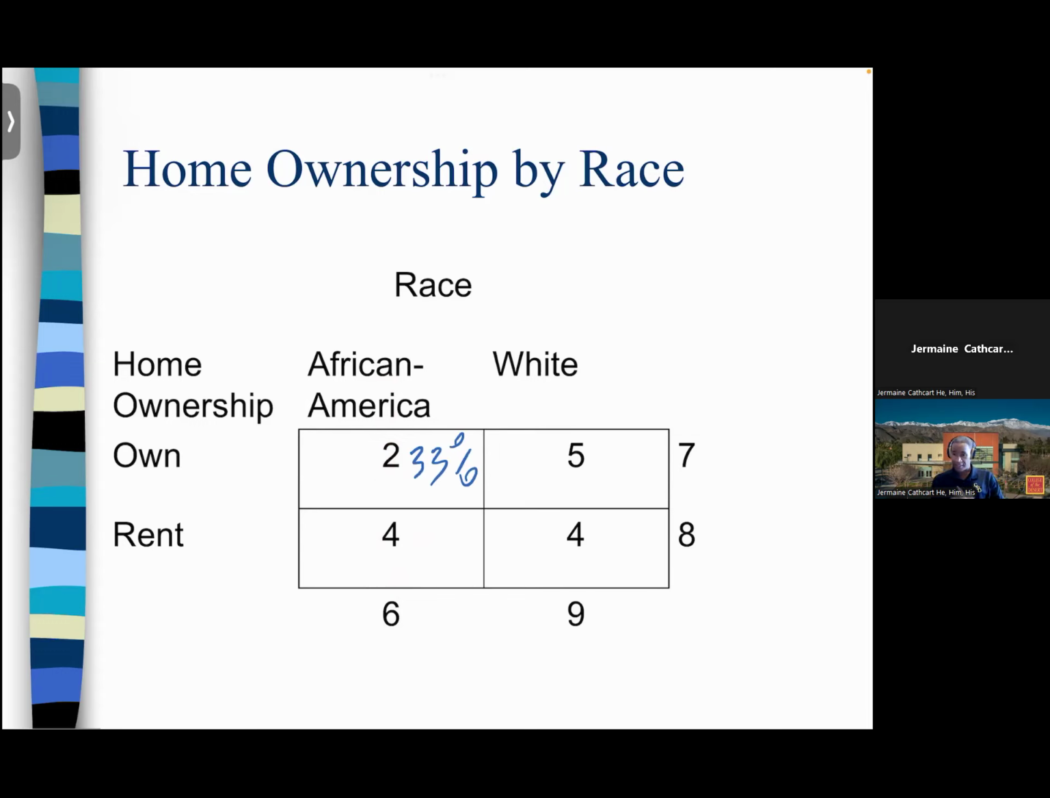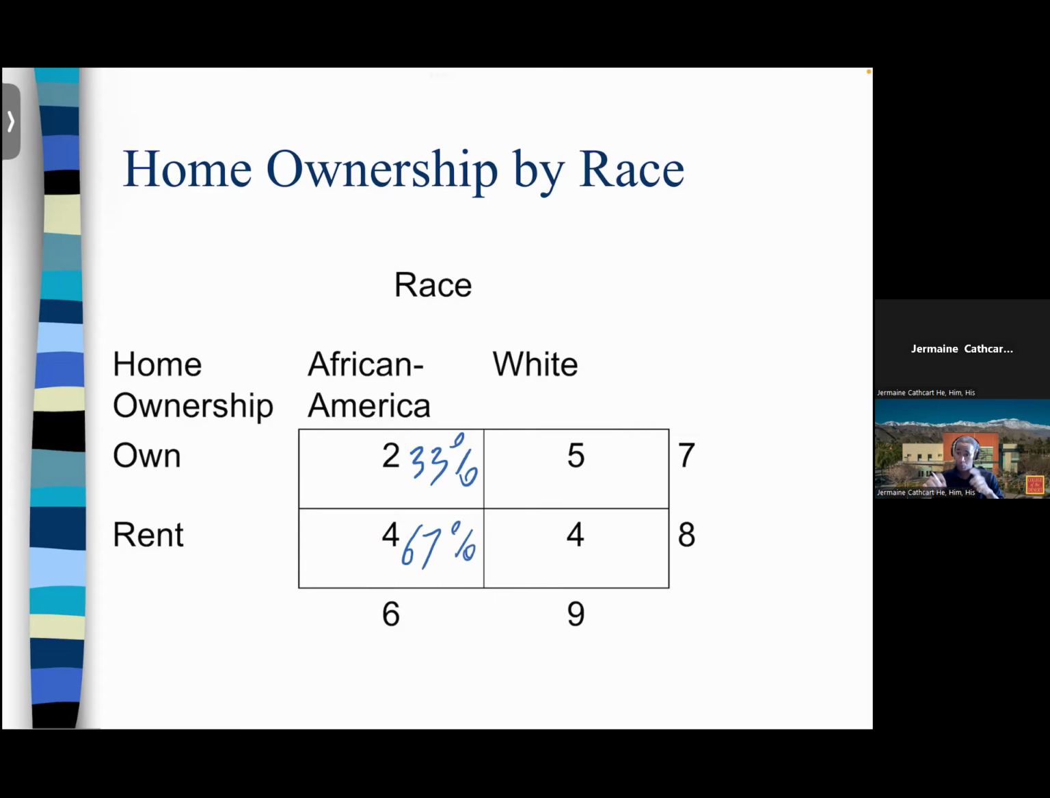Okay. Now, the percentages should always add up to 100%. So 4 divided by 6, I could put that in a calculator if I want to, but I also know that it's going to just add up to 67%, right? Which would be 100% of the African Americans in that sample, right?